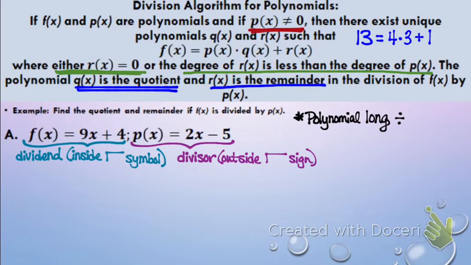All right, so I'm going to write those pieces down. We're going to take 9x plus 4, and we're going to divide that by 2x minus 5. Who remembers where to go from here? After I write down my long division algorithm, what do I do from there?